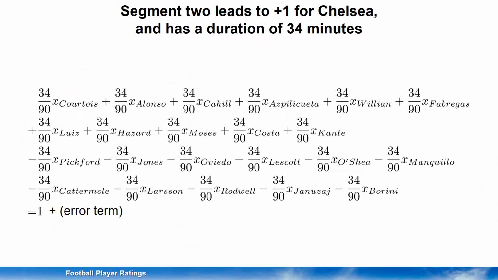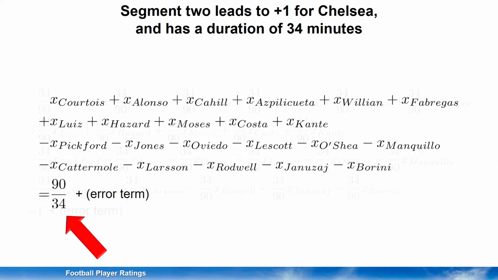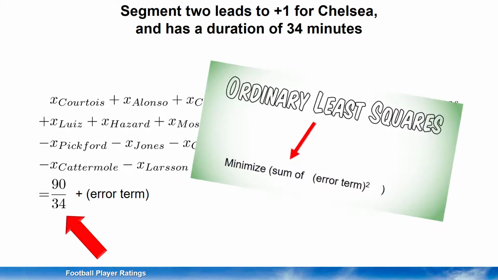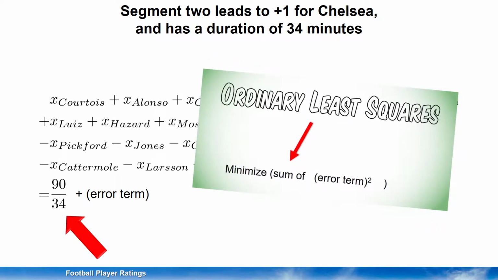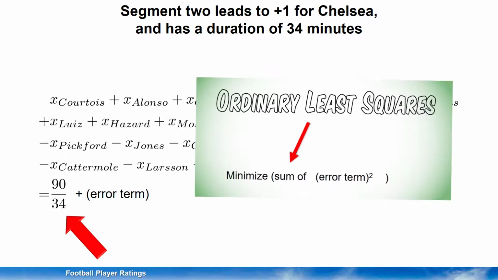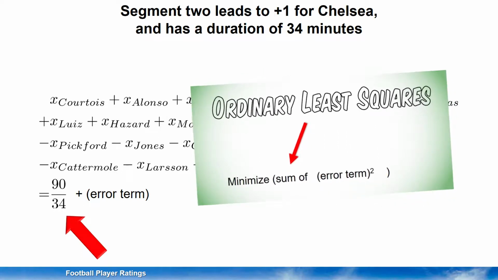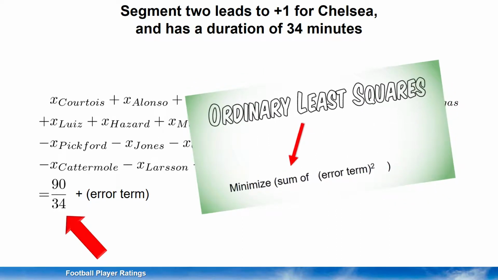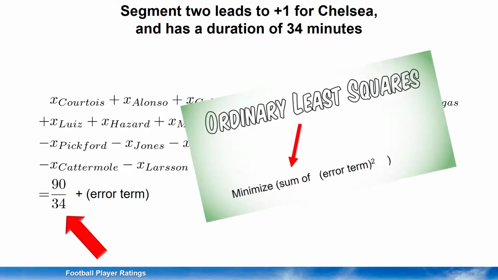However, there is another way to normalize a segment for the duration. Basically, instead of multiplying by the duration divided by 90 on the left-hand side of the equation, we can multiply by 90 divided by the duration on the right-hand side of the equation. Logically, this is identical. However, when estimating the ratings, we are using the method of ordinary least squares, which minimizes the sum of the squared error terms. In the latter model, these error terms tend to be much larger. If we then consider them squared, the relative importance of large error terms is increased.